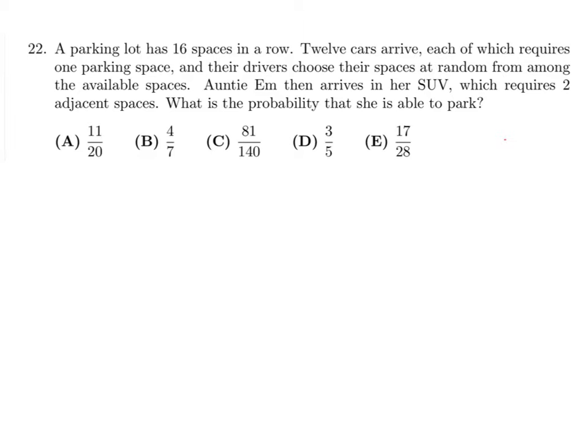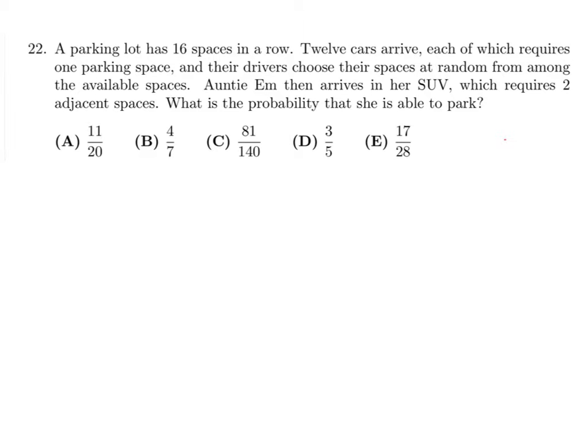I'm still not satisfied with this way of doing it, even though it makes sense. I feel like there are other ways, but sometimes things break down into numerous cases, and it's more hassle than it's worth. But my point is, I want to return to this problem and try to do it a different way. But let me do it the way that I think makes sense, and that the official answer key has it. So this says a parking lot has 16 spaces in a row.